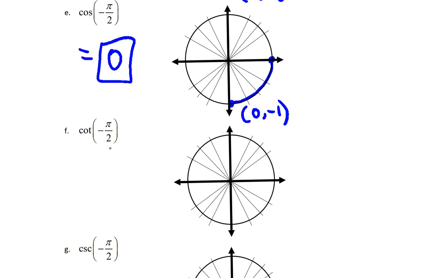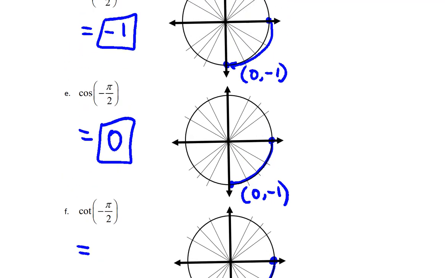Next, let's find cotangent of negative pi over 2. Okay, so you're starting to see how these are all related. The same input is going on here. So negative pi over 2 means we start at the point 1, 0 on the right side. We extend negative, so that's clockwise downward to the bottom. That's 1/4 of the circle, which is pi over 2. And the same terminal point is there, 0, negative 1. And we want the cotangent.